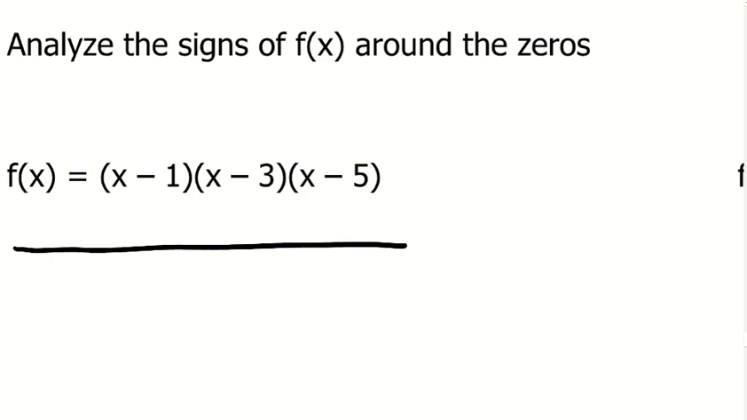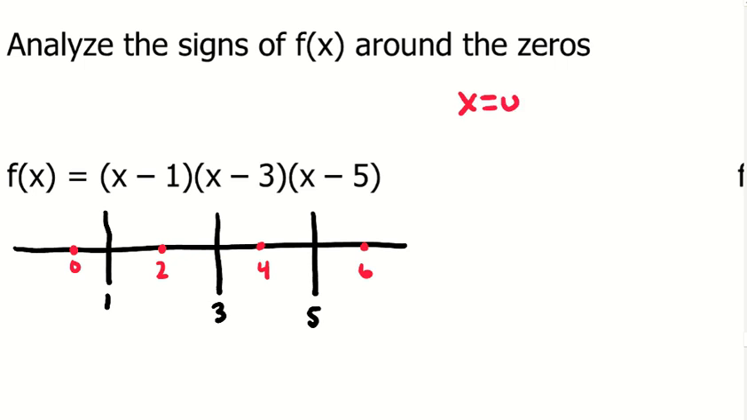So I'm going to make myself a little number line. I'm going to split it off at 1, 3, and 5. And then I'm going to choose a representative from each subinterval. Okay, I'll choose 0, 2, 4, and 6. So at x equals 0, I plug in x equals 0. I get -1 times -3 times -5. Those are all negative. 3 negatives is going to make negative.